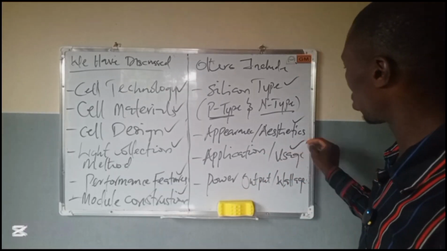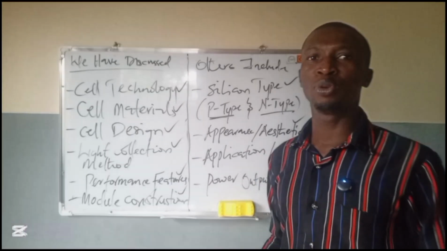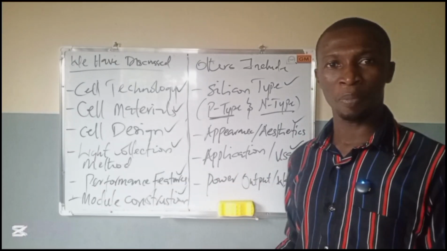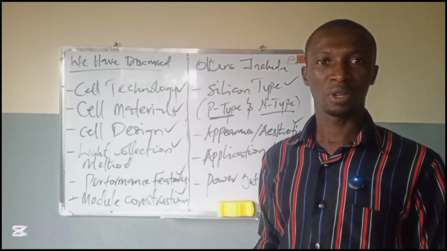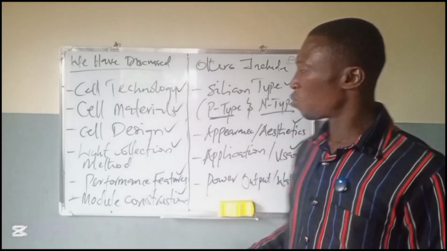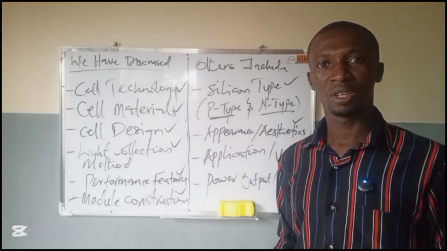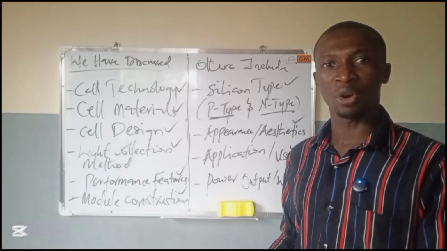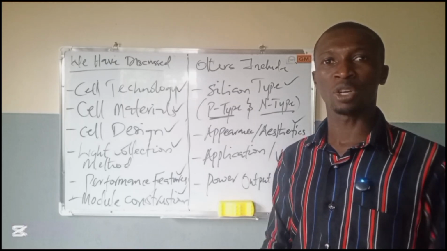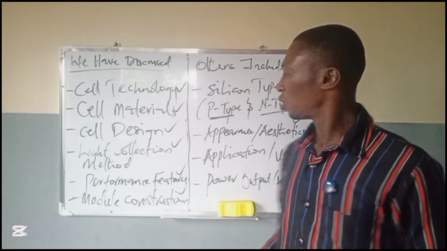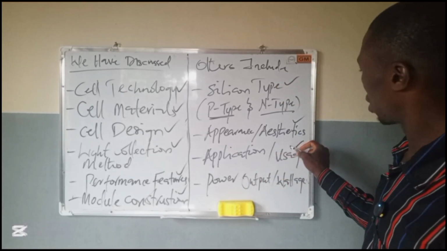In terms of application, you can see so many people use bifacial solar panels for their roof in their homes. Meanwhile, bifacials are usually meant for industrial purposes, or if you are installing it in your home, make sure you are installing it on a carport so that you can maximize the power in it. So we'll talk about application.